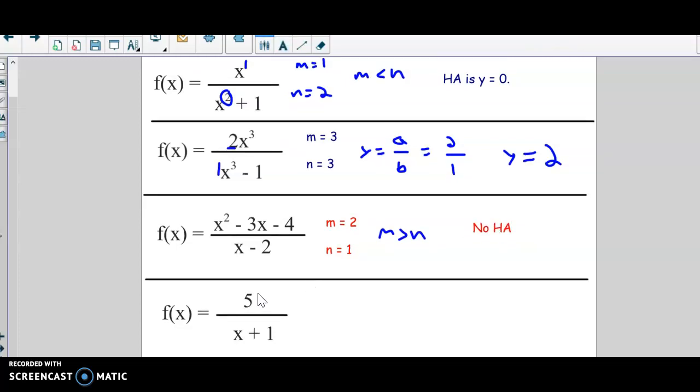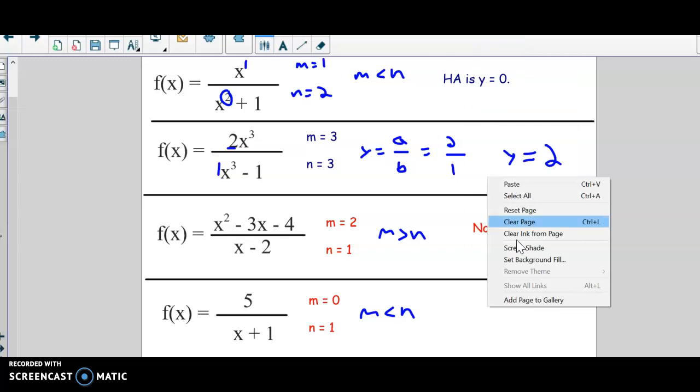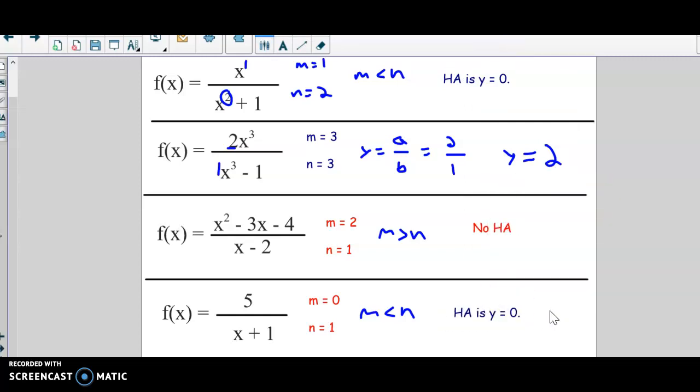Last example. I put that one in there because it's a little different: what is the exponent up top? In this case, there's no x part, so basically it's like x to the 0. So the highest exponent is 0, or there really isn't one, I guess. And in the bottom, the highest exponent is 1. So we can still use our chart here. This would be M being less than N, and that means the horizontal asymptote is y equals 0. Same as the first one.